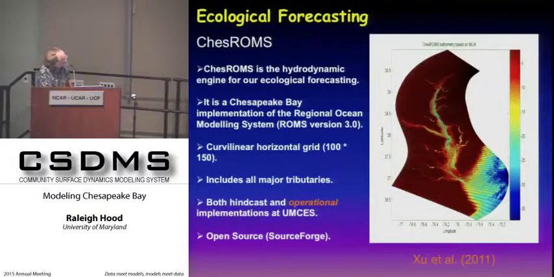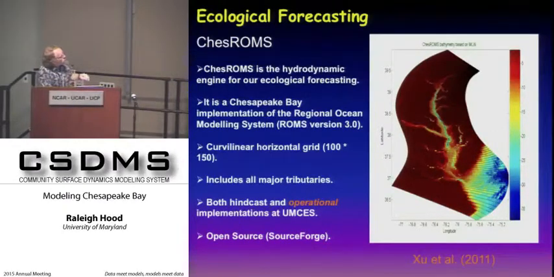There we go. The hydrodynamic engine is ChesROMS. It's a three-dimensional hydrodynamic model of the Chesapeake Bay. It's an implementation of the Regional Ocean Modeling System. Our current version, which is available through systems, is a little bit older version of ROMS. We are working on updating that to the latest version of ROMS at this time. It includes all the major tributaries, and we've done a lot of not only hindcasting work, but the key point here is that we have operational implementations.